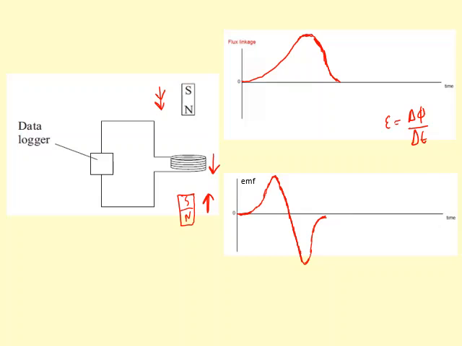The area under this graph here is the change in flux, because E times delta t gives you the change in flux. The areas above and below should cancel, and the total should be equal to 0.